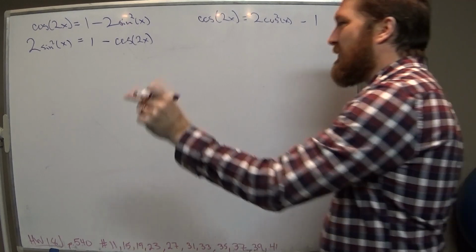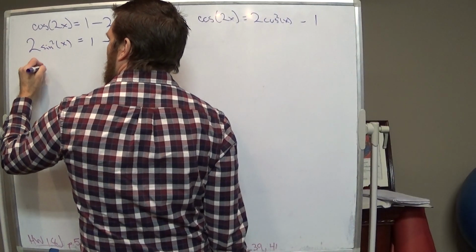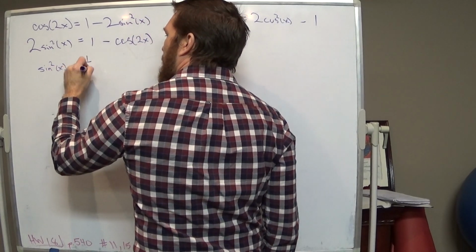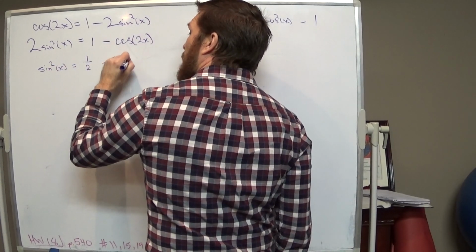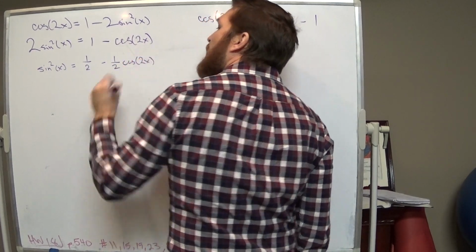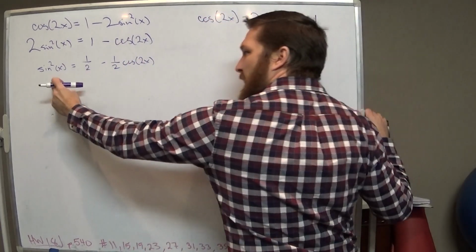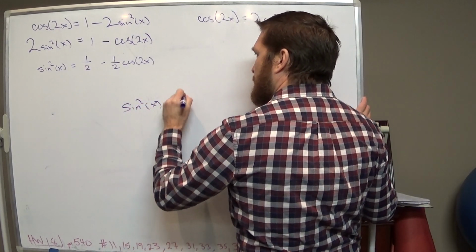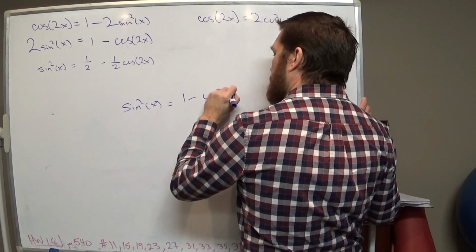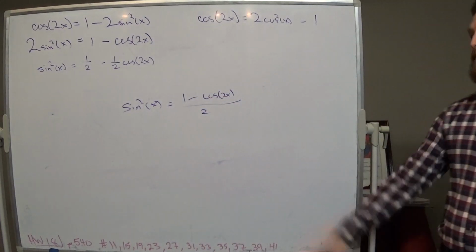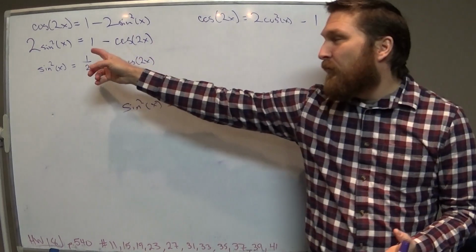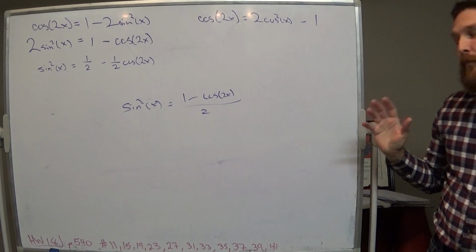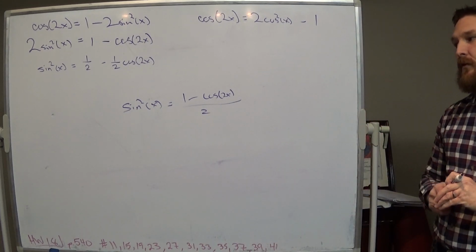Okay, check this out. Divide everybody by 2. Sine squared x equals 1/2 minus, and the way I like to do it is 1/2 cosine 2x. Now what you'll see in your book, and in every book, is it will be written like this. It's the same thing, right? We just divide the entire thing by 2 and you get this.